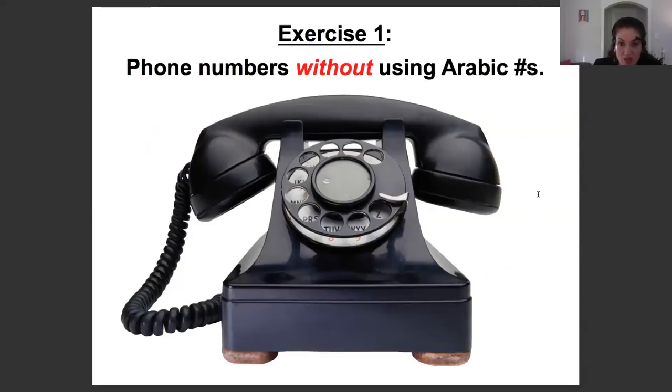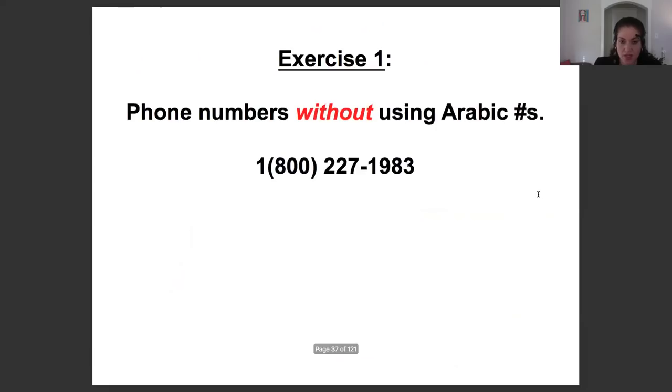So here we go. Here's the first exercise. Everybody should have pen and paper ready. The first number goes as follows. 1-800-227-1983. So this is the number that we took down.